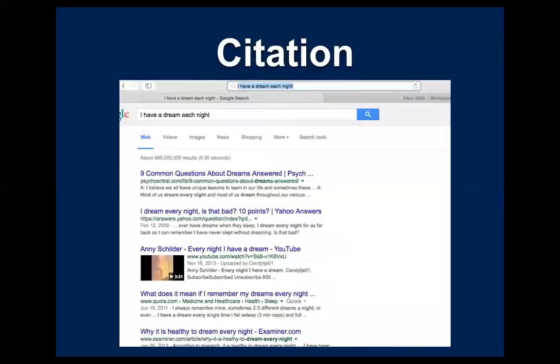How is it that Google knows that? Well, Google doesn't read. What Google is looking at is the links that lead out of these web pages to other websites, as it did in the solutions that it offered on the previous page. And it's determining based on that linkage what these websites are about. So it's able to know that when I type in, I have a dream, I probably mean Martin Luther King's speech. But when I have a dream each night, I'm probably looking for something that has to do with dream interpretation. Citation is a way that Google understands what websites are about and what they are relevant to.